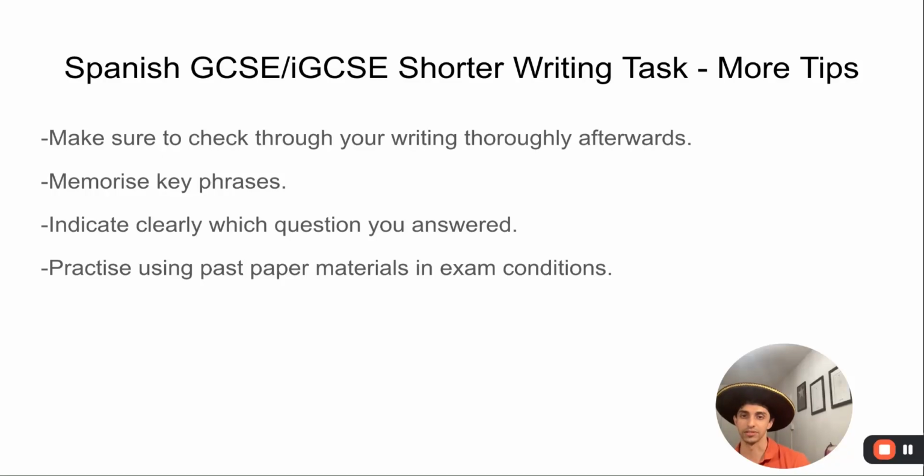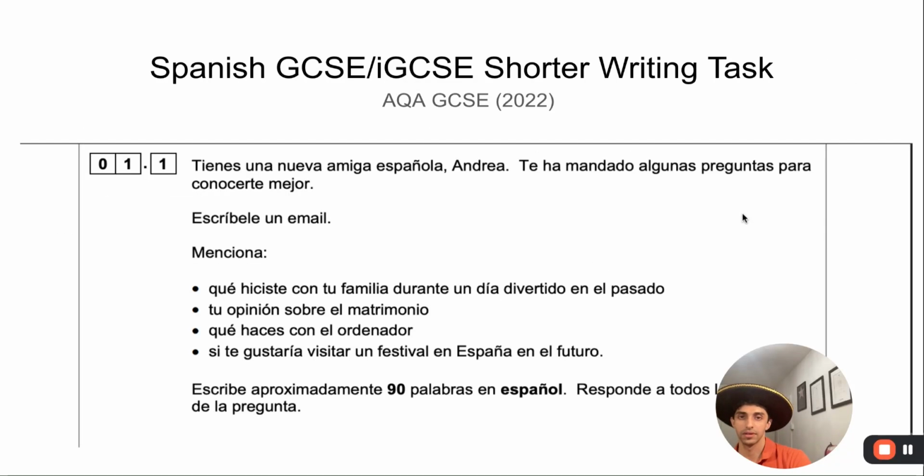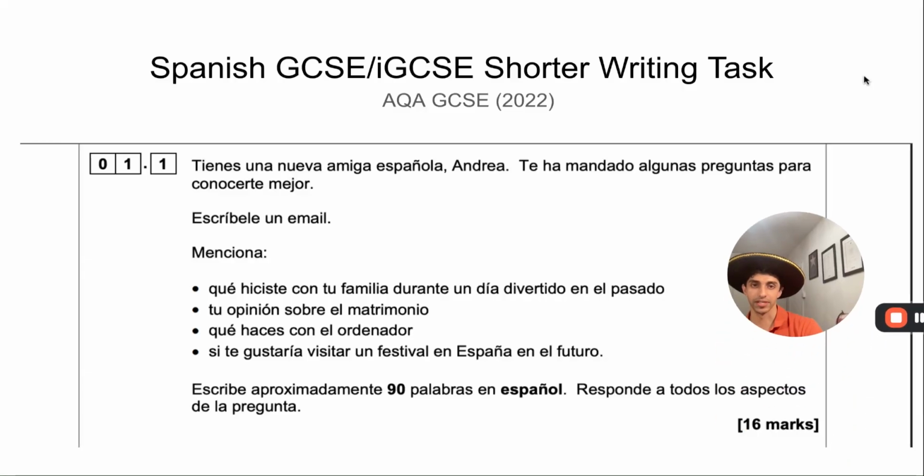Okay, now I'm going to give you one example. This comes from a 2022 paper for AQA, and you can see the instructions written out here. It's obviously very important to read through those instructions fully. Make sure you understand exactly what you have to do and how many marks are available as well. You can see that this question's worth 16 marks. Typically, the longer writing task will be worth more and often even double the number of marks as for the shorter writing task. So let me just translate these instructions quickly.